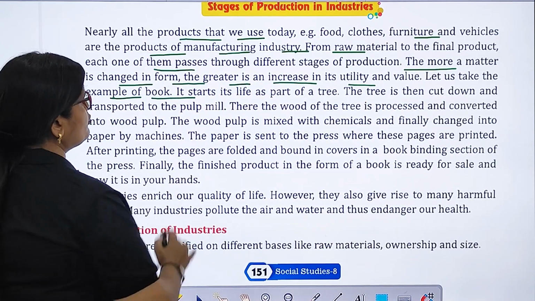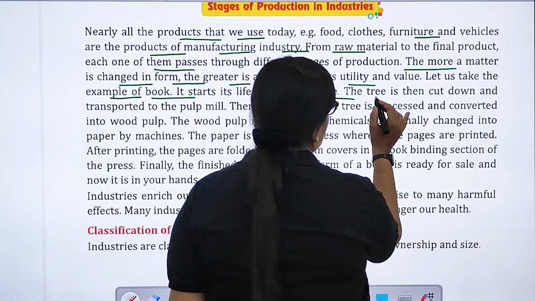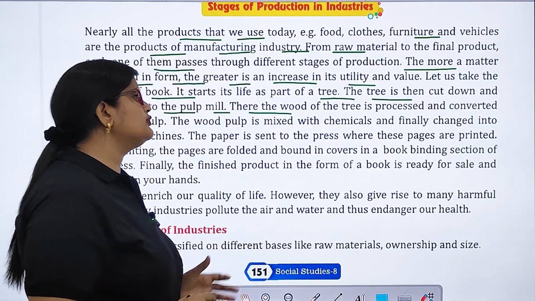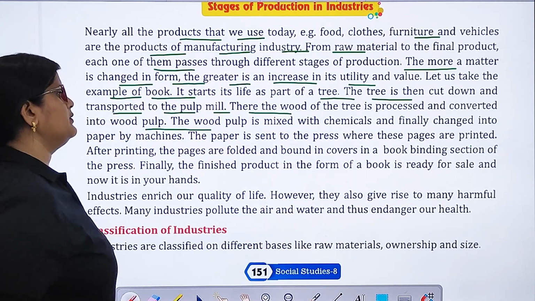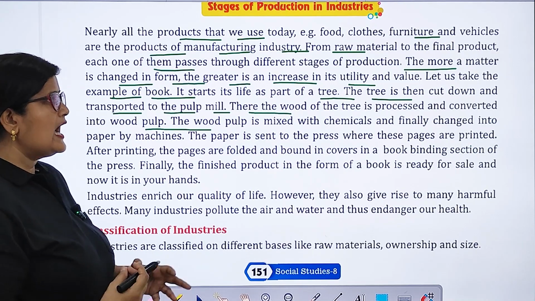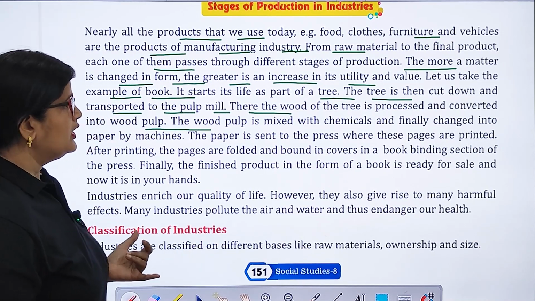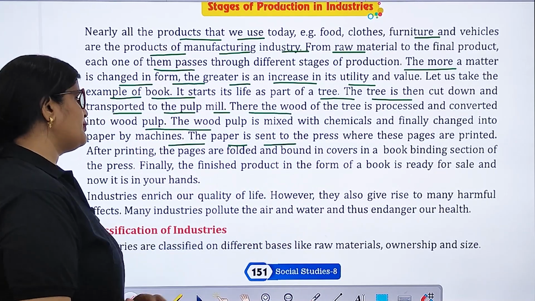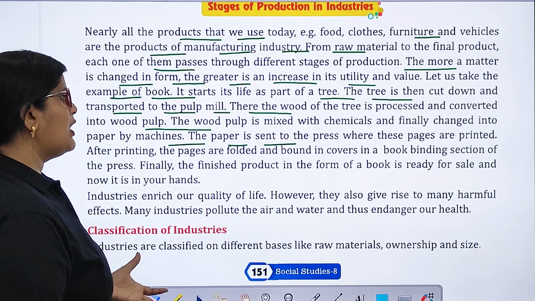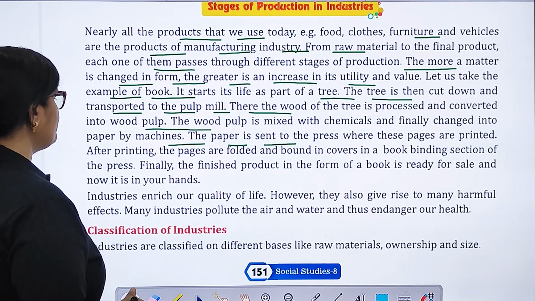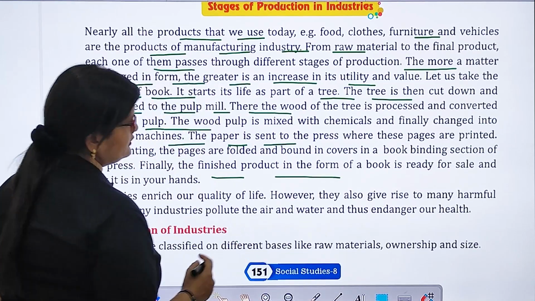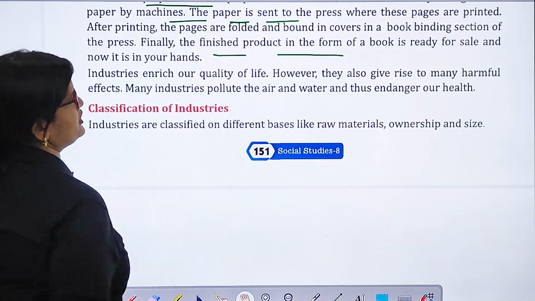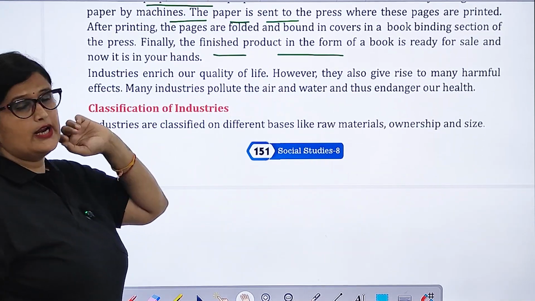Let us take the example of a book. Its life is part of a tree. So the tree is then cut down and transported to the pulp mill. There the wood of the tree is processed and converted into wood pulp. The wood pulp is mixed with chemicals and finally changed into paper by machine. The paper is sent to the press where the pages are printed. After printing, the pages are folded and bound in covers in the book binding section of the press. Finally, the finished product in the form of a book is ready for sale. तो वो बुक तैयार हो जाती है बेचने के लिए. And now it is in your hands.